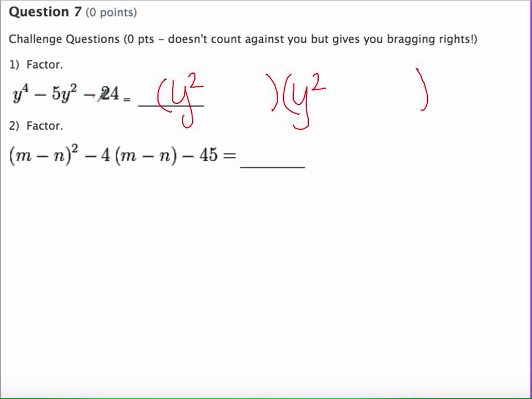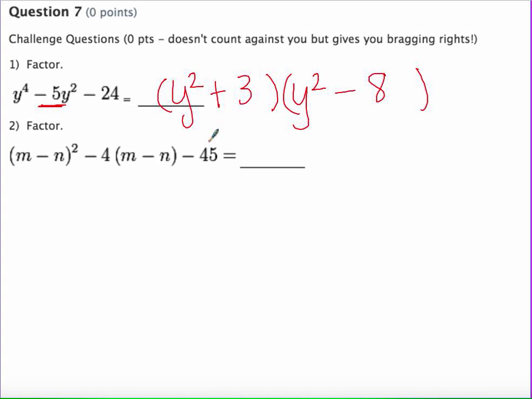I know that my middle term's negative, so I've got to have some opposite signs here. Factors of 24 that would give me technically a difference of 5 here, because there are different signs. It's going to be 8 and 3. Well, the 5 is negative, so the 8 must be the negative, because a negative 8y squared plus 3y squared is what's going to give me a negative 5y squared.